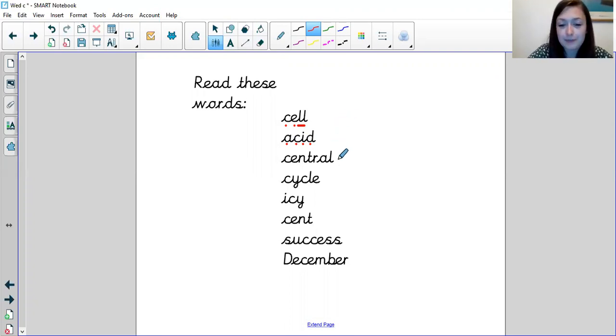What about this word, remember that C can make an s sound. Central, central. So we could say that our school is quite central to York. We're quite in the centre. We don't have to travel very far for things. So it's basically being in the middle of things. What about this one?